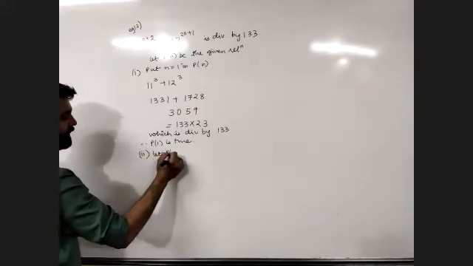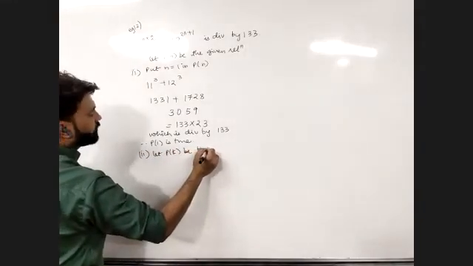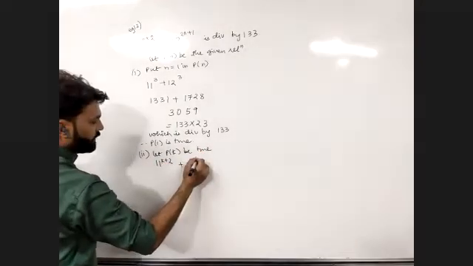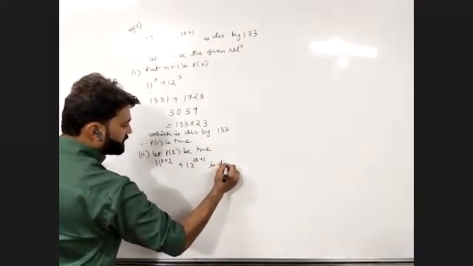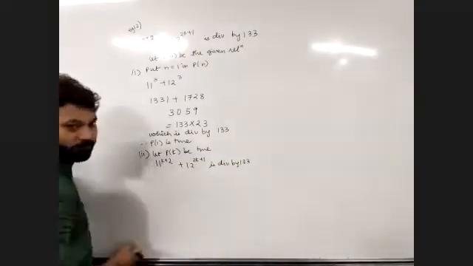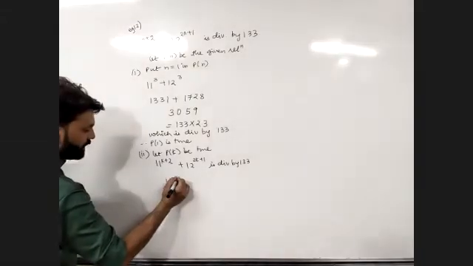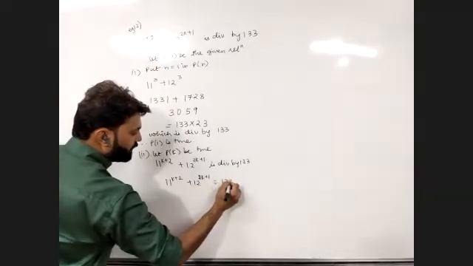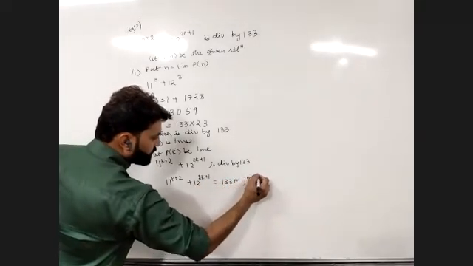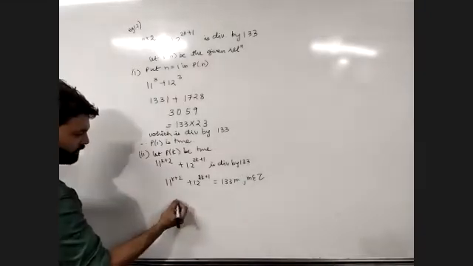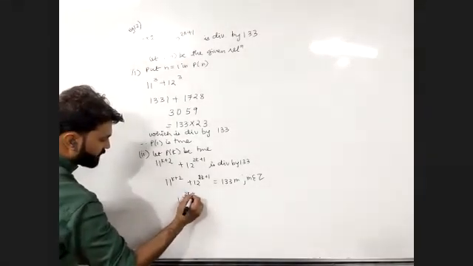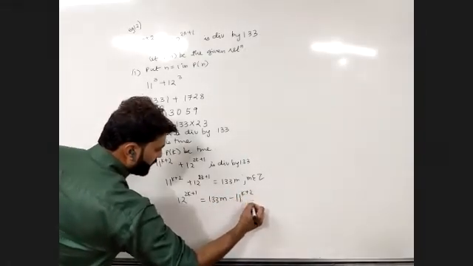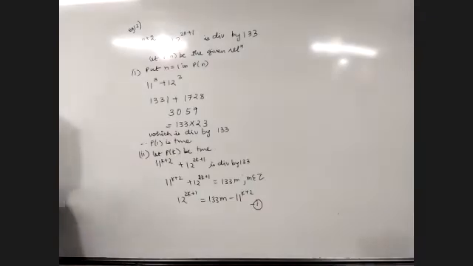Second, let P(k) be true. So 11 raised to the power k plus 2 plus 12 raised to the power 2k plus 1 is divisible by 133. So if it is divisible by 133, it will be written as 133m, where m belongs to integers. Find out any one value from here. I'm finding out 12 raised to the power 2k plus 1, which is 133m minus 11 raised to the power k plus 2. Call this equation 1.